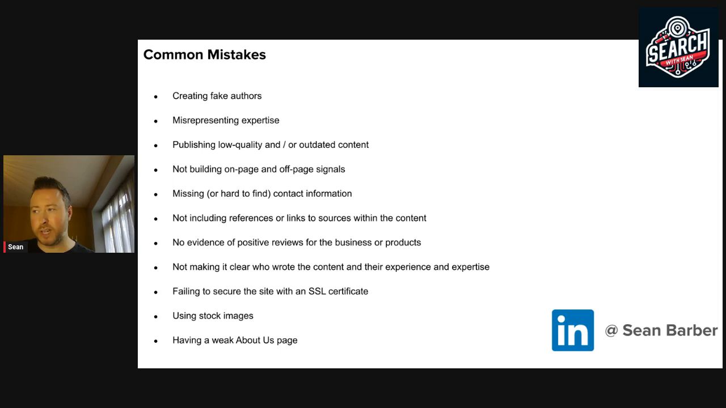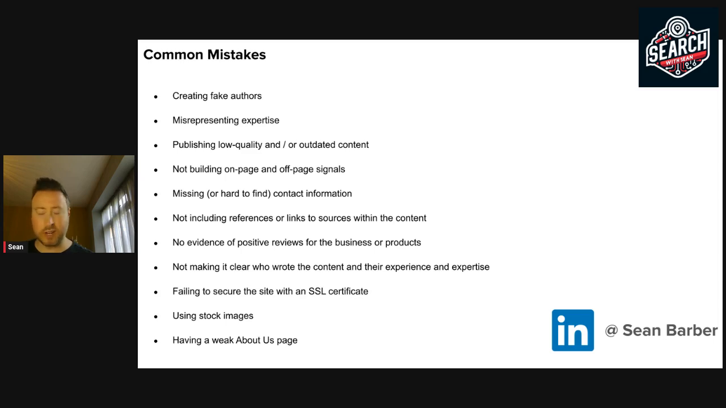Not building on-page and off-page signals. Obviously, we've discussed things like making things visible, and then also link building, with relevant publishers. Missing or hard to find contact information, as we just said. Not including references or links to sources within your content. No evidence of positive reviews of the business or product. Not making it clear who wrote the content and their experience and expertise.